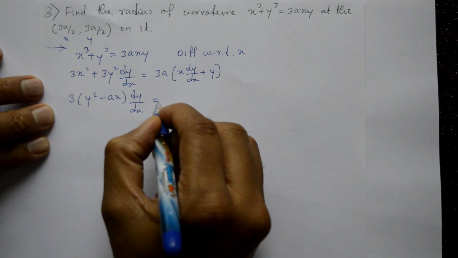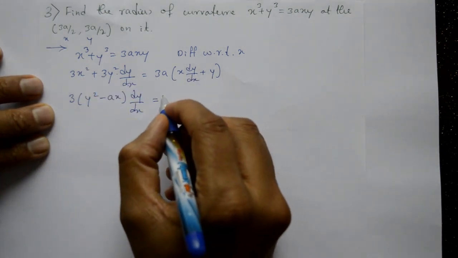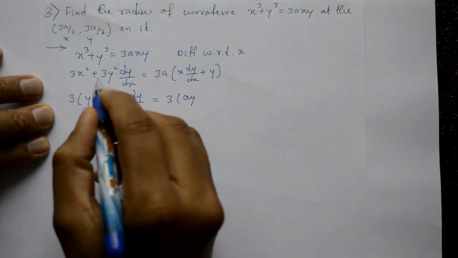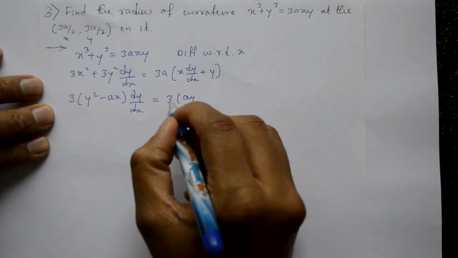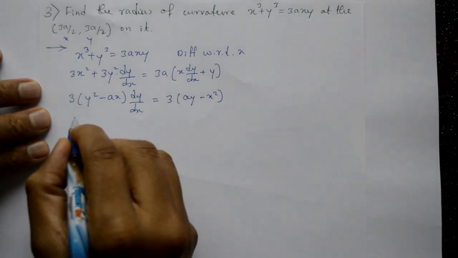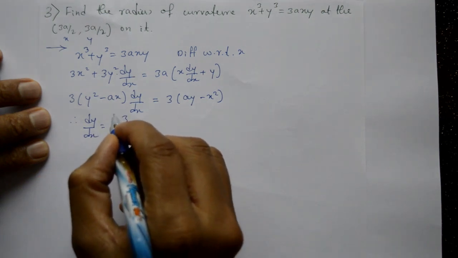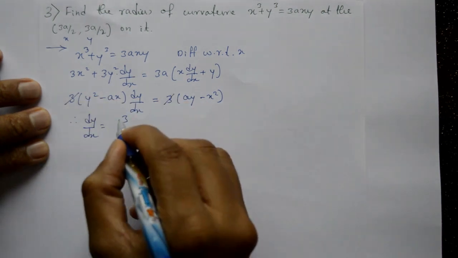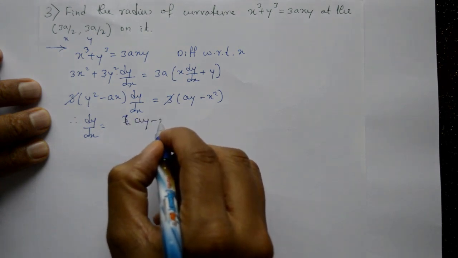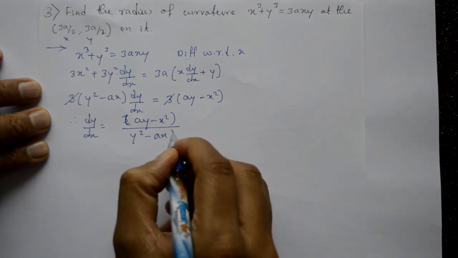Now this is equal to, again 3 is common, 3ay minus 3x square, 3 is common. Now therefore dy by dx is equal to, 3 cancels on both sides, ay minus x square divided by y square minus ax.